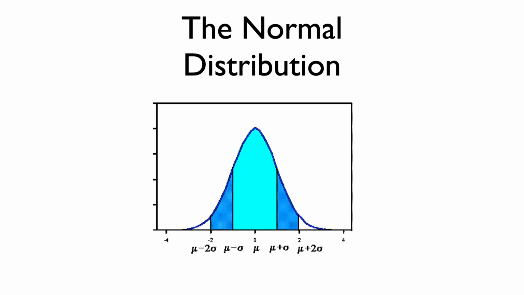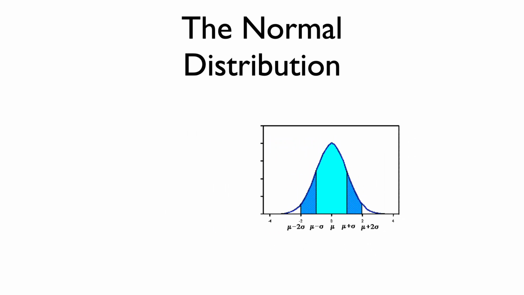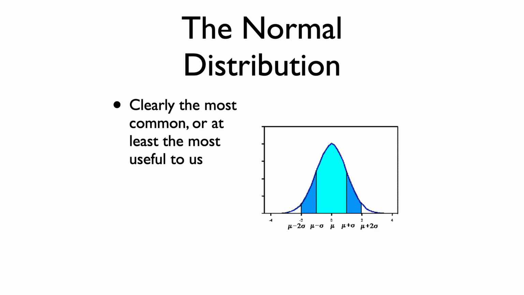So let's talk about, I've been talking about curves and probabilities and distributions. Let's talk about our favorite distribution, the normal distribution. I think we all have a favorite distribution. No, that's ridiculous. Here we go. That's the normal distribution. There's the mean, and then 1 standard deviation, 2 standard deviations, etc. The most common, well, the one we hear about the most anyway. And it's clearly the most useful for us.